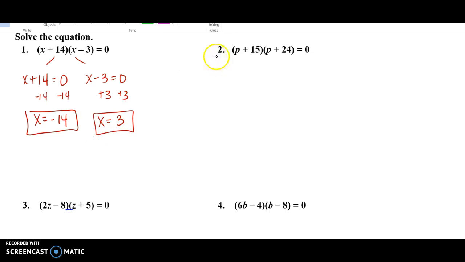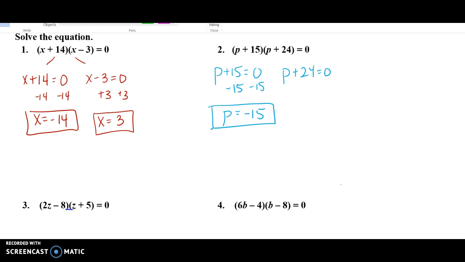For the next one, both of the binomials equal to 0: p plus 15 equal to 0, and p plus 24 equal to 0. Subtract 15 from both sides, and we'll get p equals negative 15. Be very careful with your signs. Here's another case of subtracting from both sides, so make sure p equals negative 24. Don't forget that negative sign.